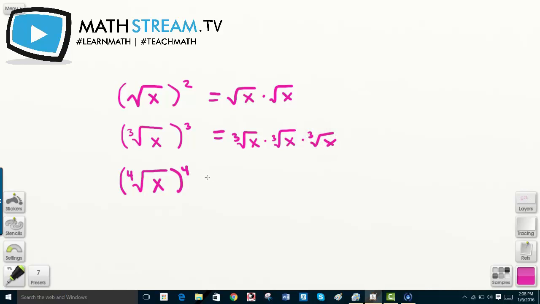And then lastly, I have a 4th power. So that means I take the material inside.